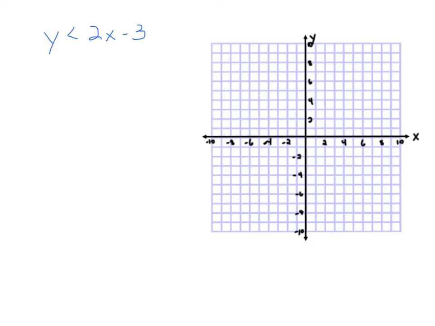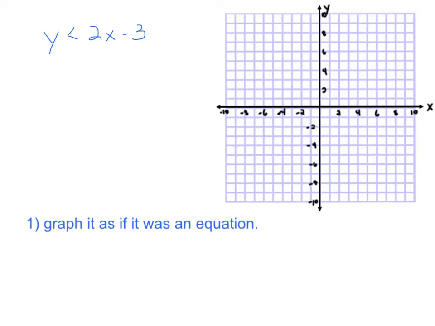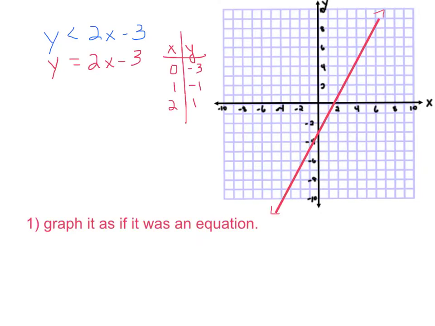So here are the steps. The first step, we're going to graph it as if it is an equation. So you can go ahead and write y is equal to 2x minus 3, and we're going to graph that. You can use points, 0, negative 3, 1, negative 1, and 2, 1, or you can use slope-intercept to figure that out. Okay, there's our line. It goes through 0, negative 3, and has a slope of 2.